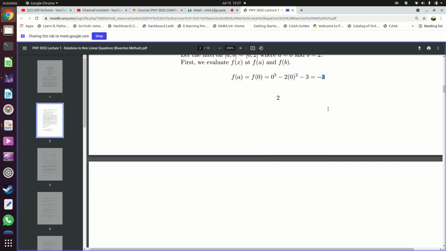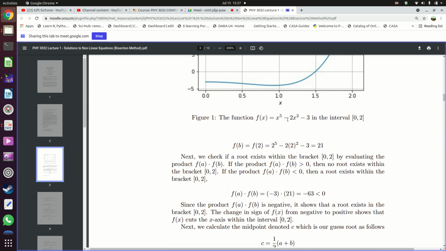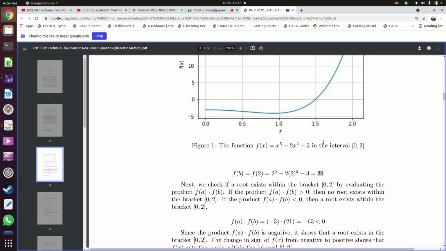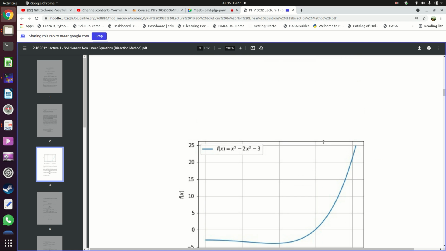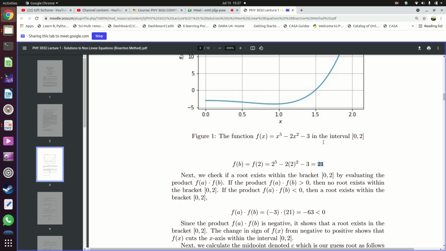Yes. Then you go to B. You also work out f of B. f of B is going to be equal to f of 2, which is going to be 2 to the power 5 minus 2 times 2 to the power 2 minus 3, and this is going to be 21. So at f of B, our function is 21. 21 is positive. So at f of B, our function is a positive valued function. So at f of A, it's negative. At f of B, it's positive.